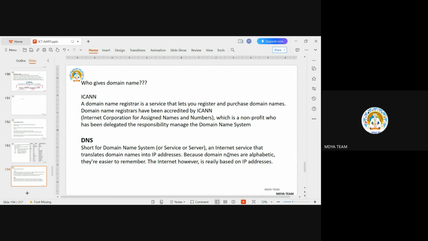DNS is an internet service that translates domain names into IP addresses. Because domain names are alphabetic, they are easier to remember. The internet, however, is really based on IP addresses. The internet is based only on IP addresses, because when you send a message on WhatsApp, it reaches only that person because of the IP address. The message will not be sent to anyone else. It reaches only that person because of that IP address.